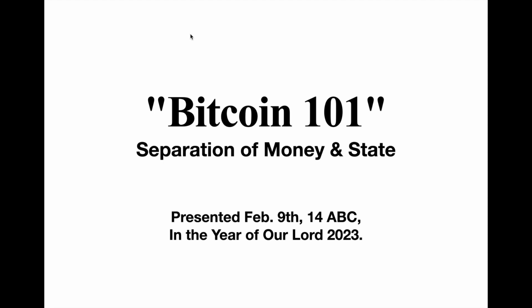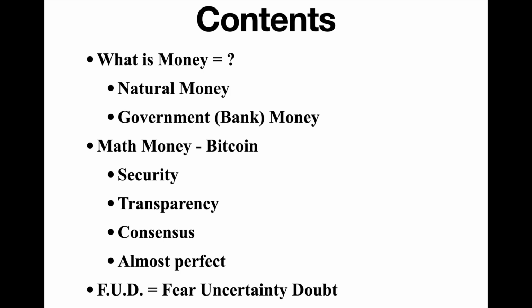This presentation is called Bitcoin 101, and it is presented to the American people on February 9th, 14, ABC. After Bitcoin, we're going to talk about money. We're going to talk about what is money: natural money, government money, and then math money, which is Bitcoin. After that, we're going to talk about FUD, which is fear, uncertainty, and doubt.